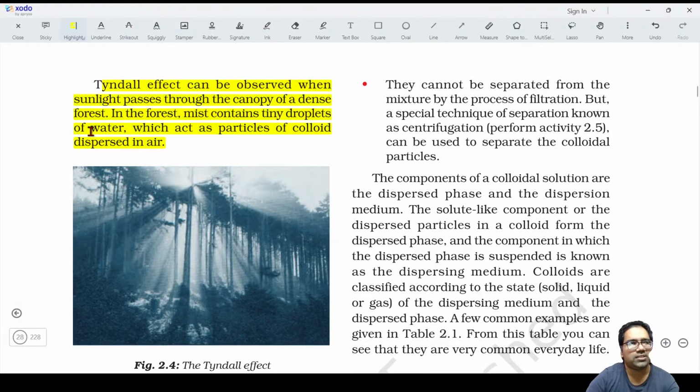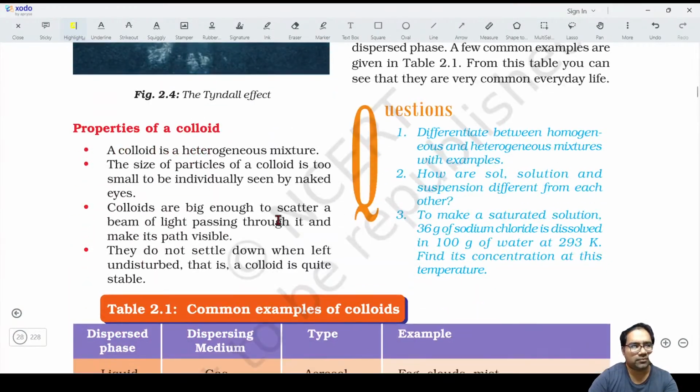Mist is also a kind of colloid, a colloid dispersed in air.